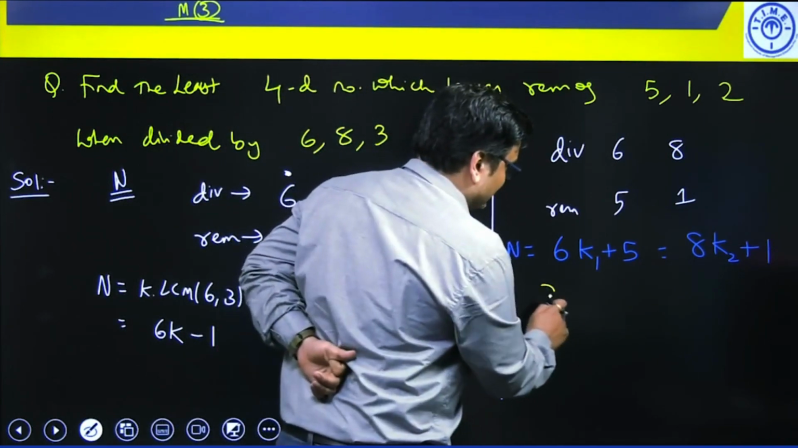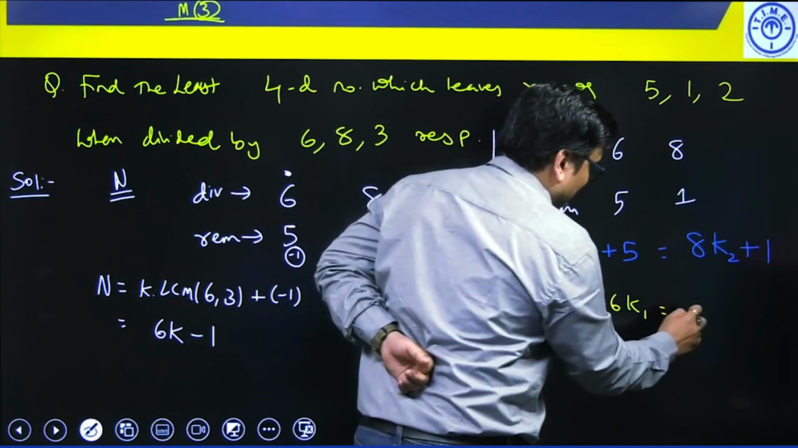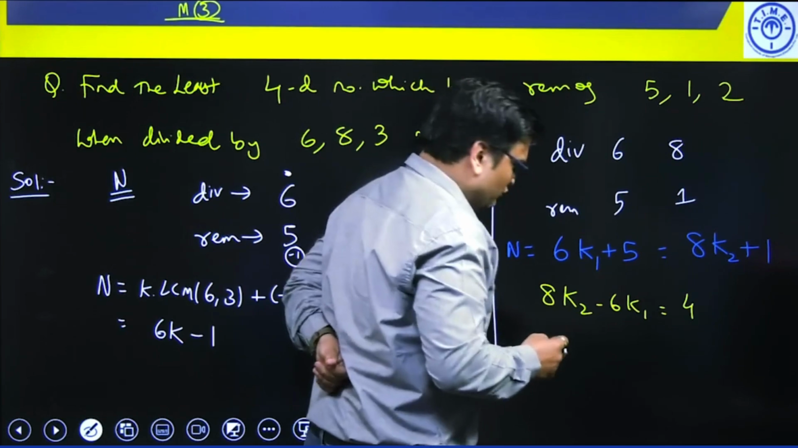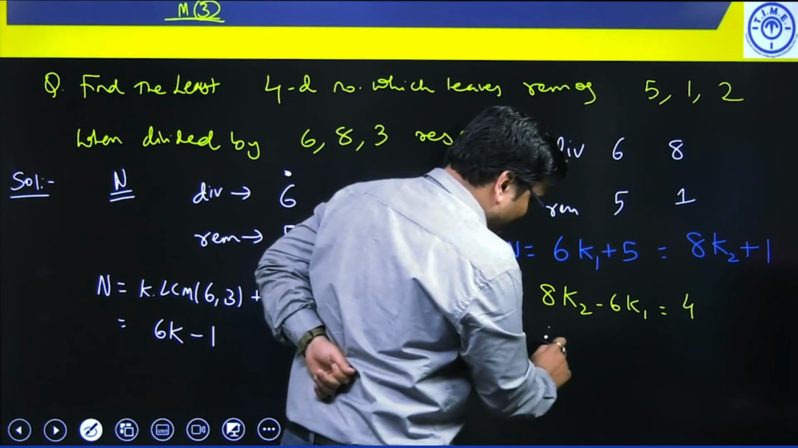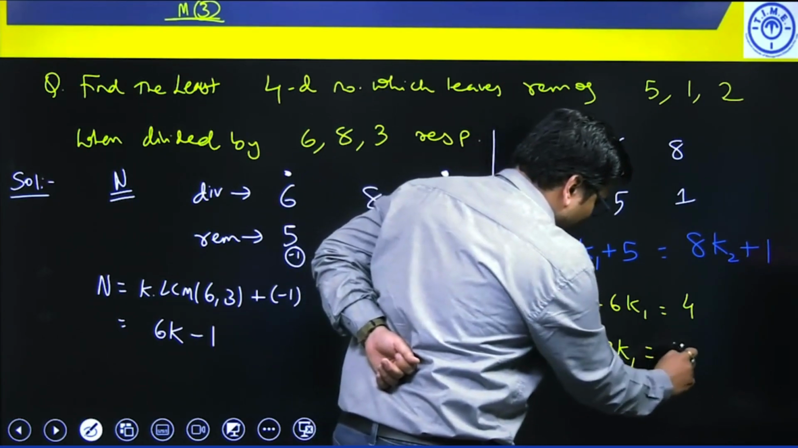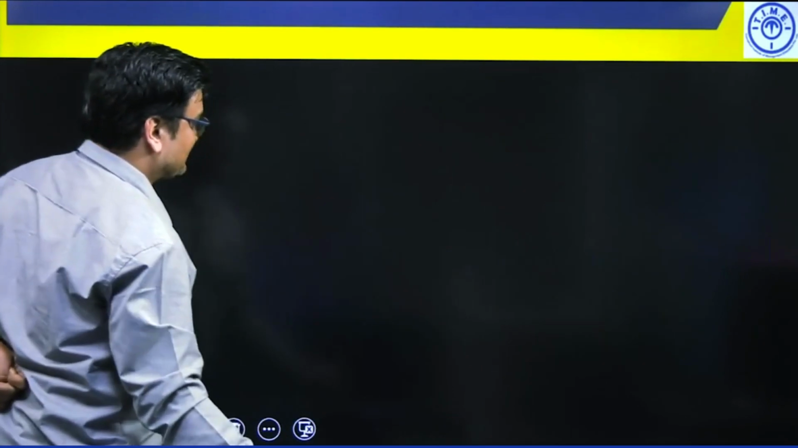So can I write 8k2 minus 6k1 should be equal to 5 minus 1, which is 4. We can cancel out the common factor 2 on both sides. So when you cancel out 2, it will be 4k2 minus 3k1 equal to 2. So 4k2 minus 3k1 equal to 2, let us take it on the other slide.